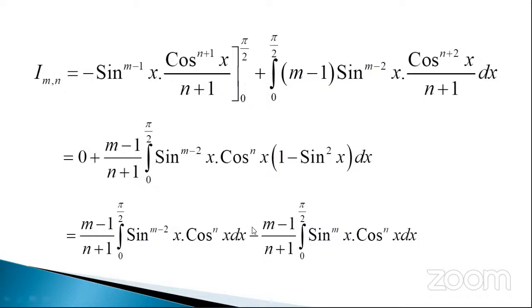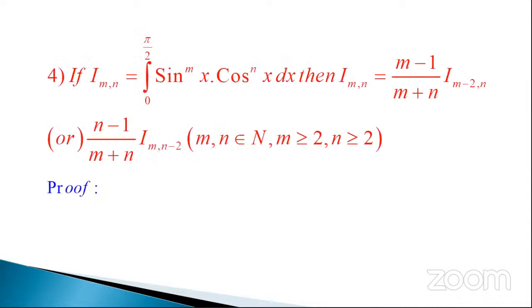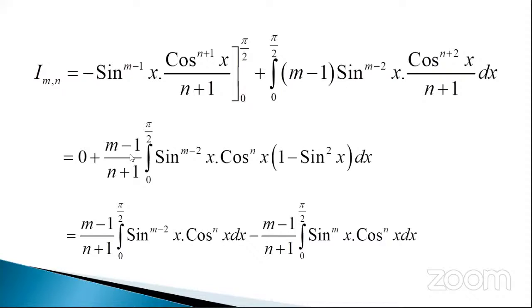Now it can be written as I(m-2, n). It can be written as I(m, n). Once again, you can observe the given problem. I(m, n) means sine to the power of m x into cos to the power of n x. If here m, here n is there, you can write simply (m, n). Am I clear?